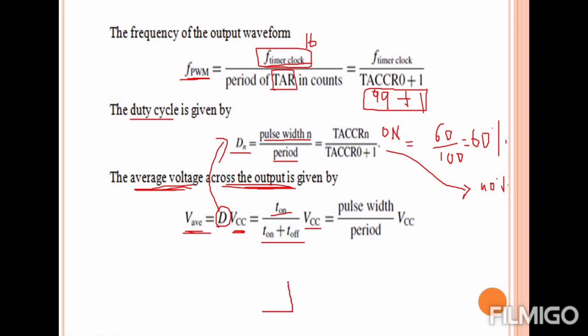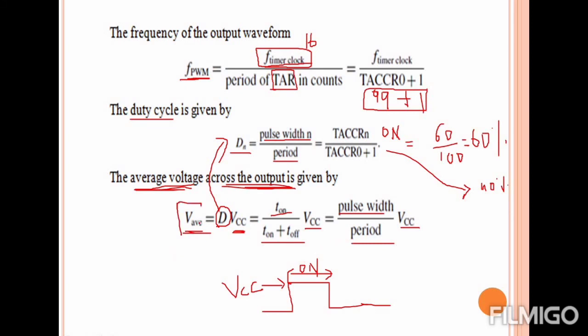That is equal to pulse width by period times VCC. Here pulse width indicates the amount of time the signal is active, that is, it is in on state. Remember that one. Times VCC. Here VCC is the amplitude of your pulsating signal. This gives your average voltage that will appear on the output pin.